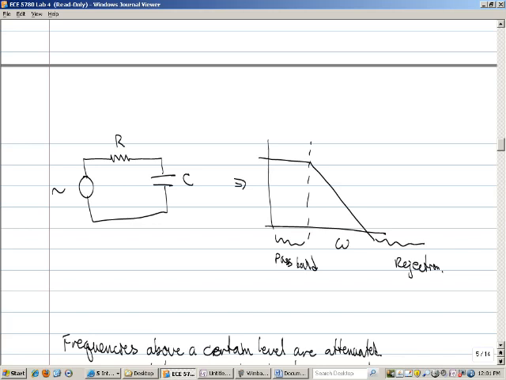Okay? And you are going to have to do, unfortunately, a little bit of circuit design. You guys get to pick your own R and C for this lab.